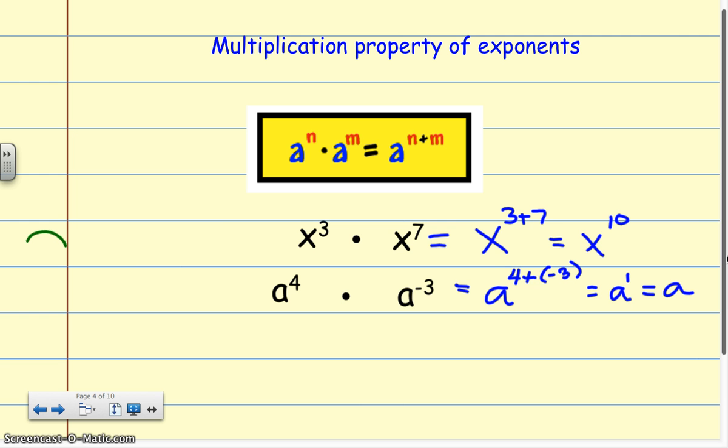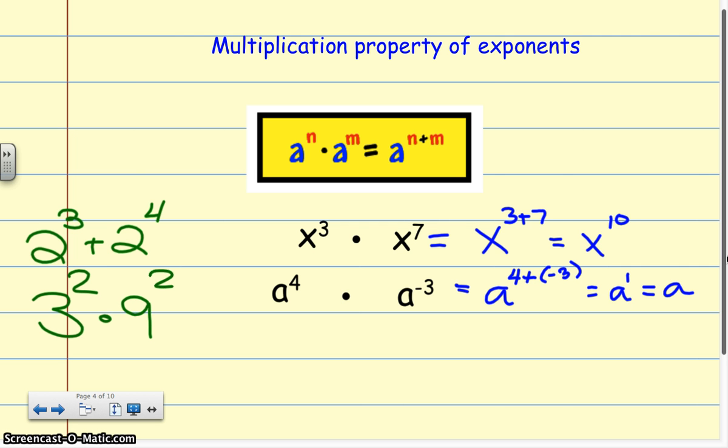So, do you think I would be able to use it for this? Yes or no? No, why? It's adding, not multiplying. What about this one? Okay, give me a 1 if you think yes. Give me a 2 if you think no. It should be a 2 because they do not have the same base. They have to have the same base. All right, next slide.